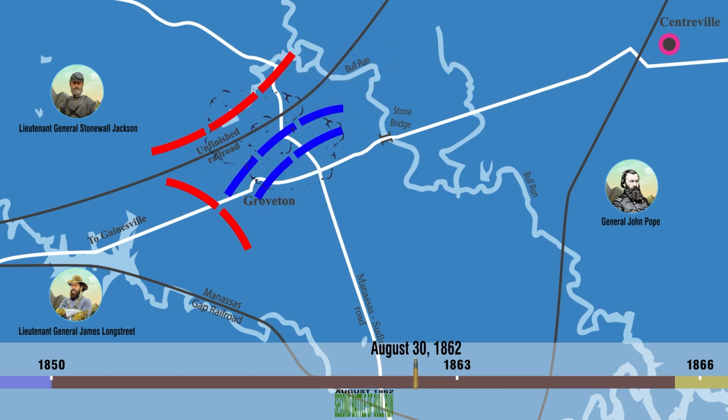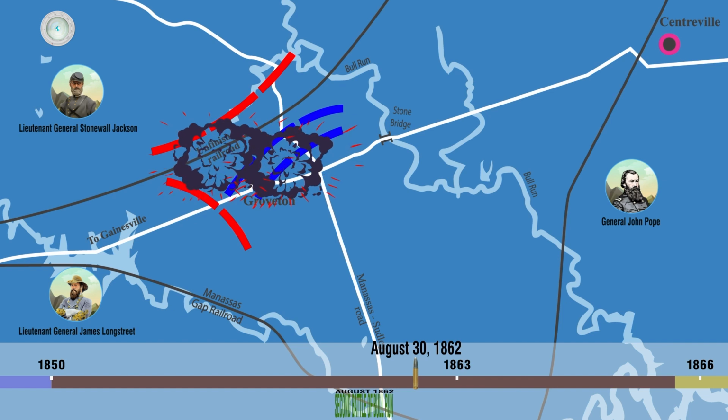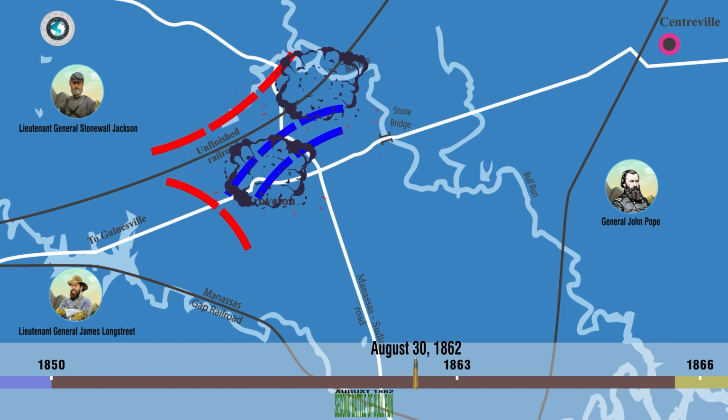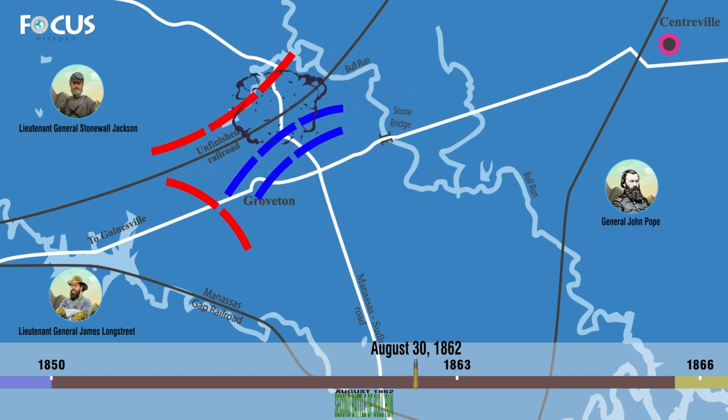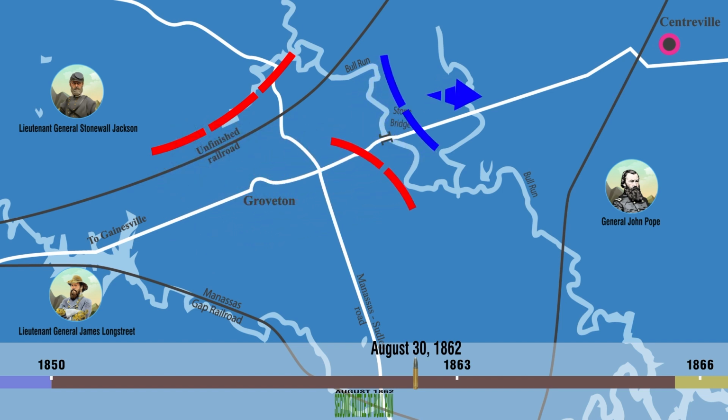Subsequently, 5 infantry divisions, totaling 25,000 troops under Longstreet's direct command, surged into the Union Army. This was the largest human wave attack of the Civil War. The left flank of the Union Army was shattered, and the Northern forces had to retreat towards Bull Run. In the end, General Pope's army struggled hard to withdraw to Centerville.